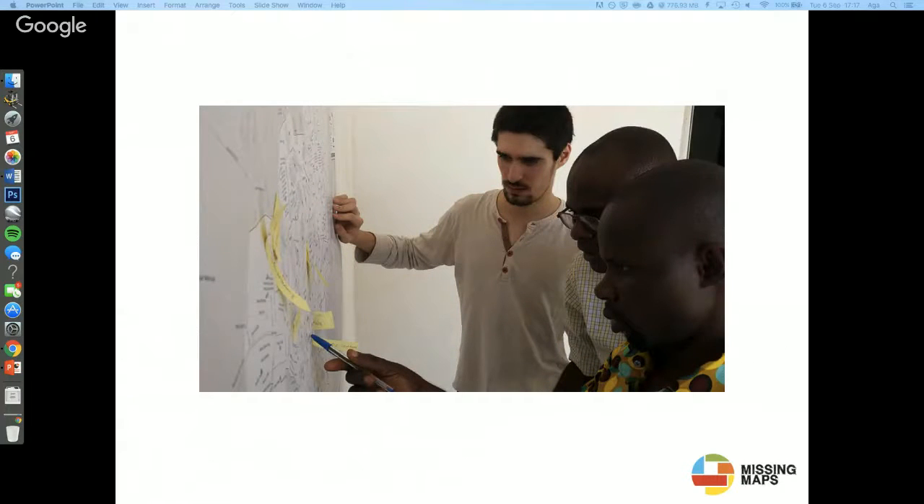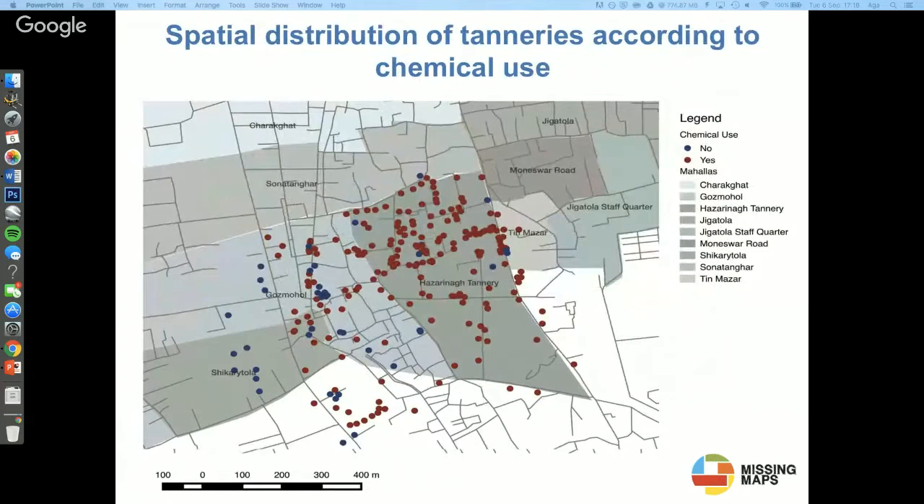NGOs use the maps that you guys are creating for various different things. And some MSF examples I'll bring to you today, MSF is Médecins Sans Frontières, by the way. Have you heard about Médecins Sans Frontières? Cool. So they've used the maps for various things.